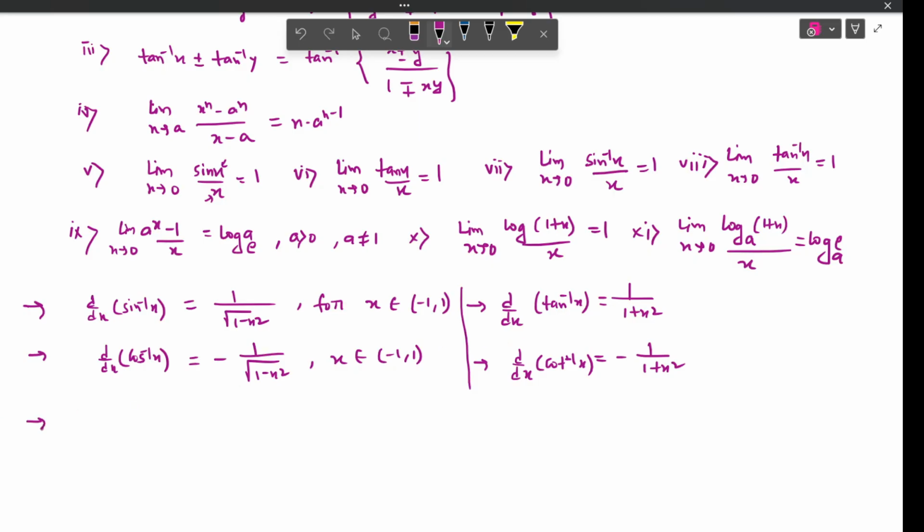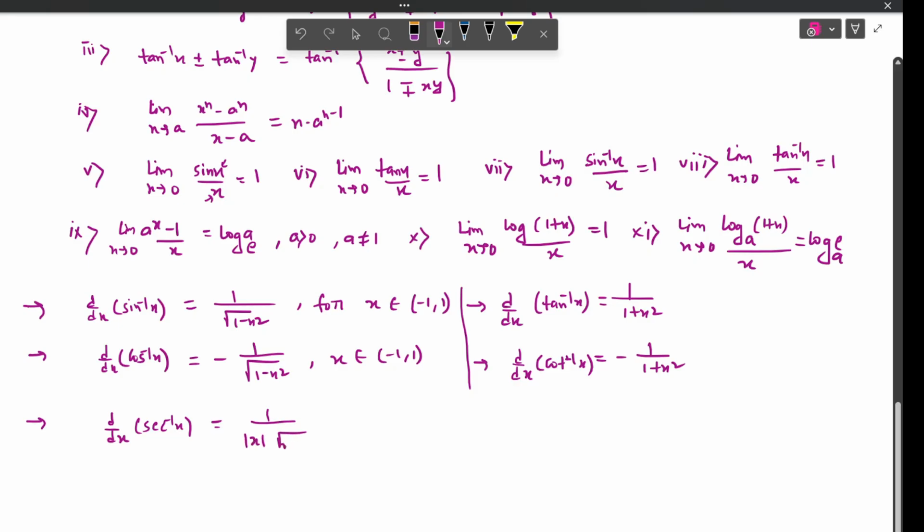Next formula, d/dx of sec inverse x would be 1 by mod of x root under x square minus 1, where x belongs to all real numbers except minus 1 and plus 1. Remember this.